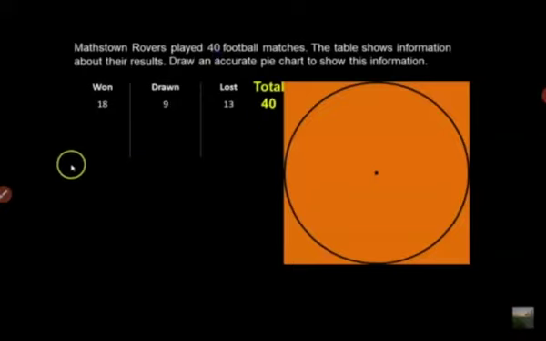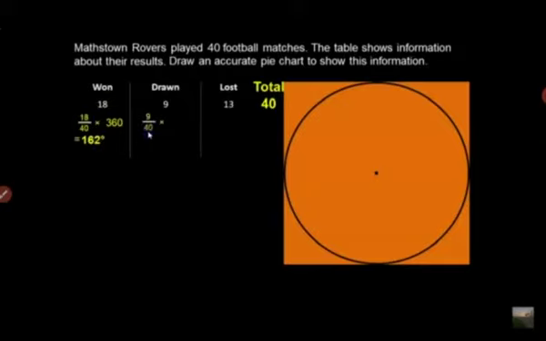You need to calculate the angle for each of these: won, drawn and lost. So 18 upon 40 times 360. To simplify this, you can use any way you want to. However, if I look at 360 and 40, I can divide exactly. Cancel out one zero from the top and the bottom, and 36 divided by 4 gives you 9. And then 18 times 9 equals 162 degrees.